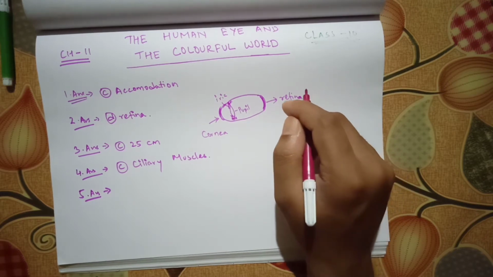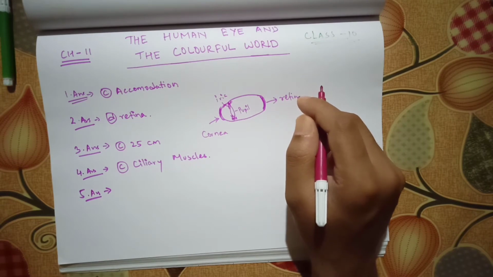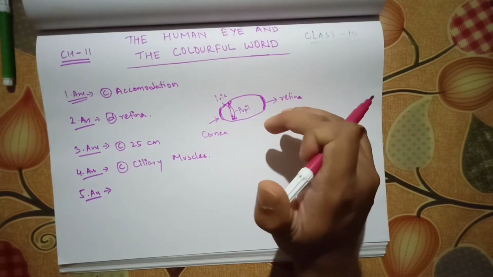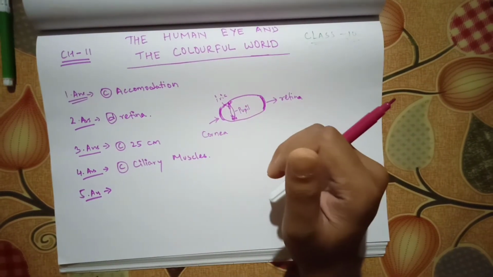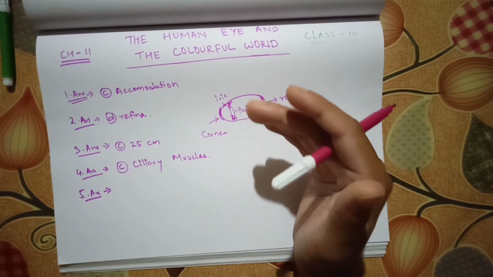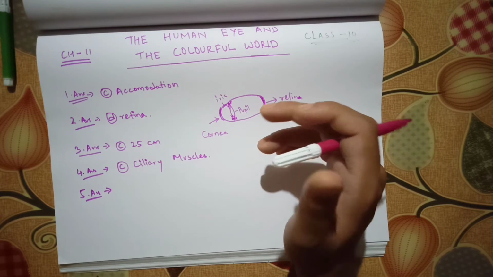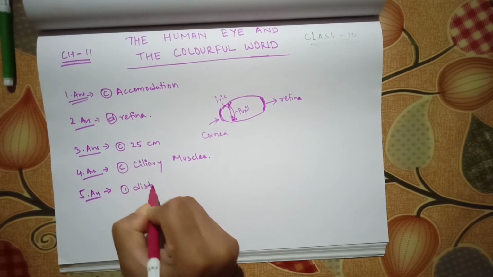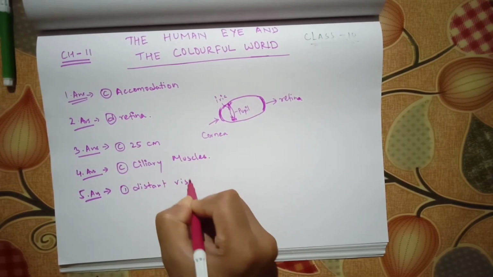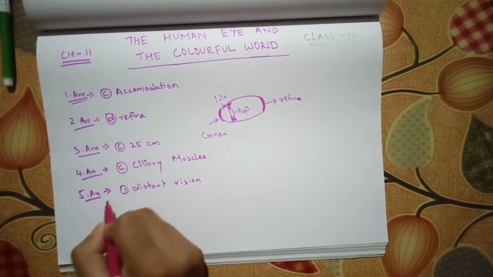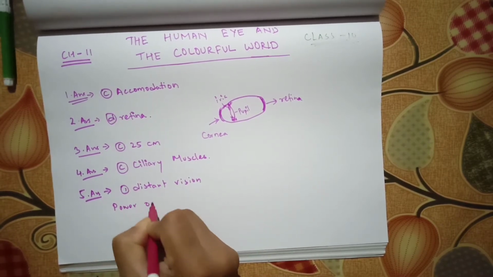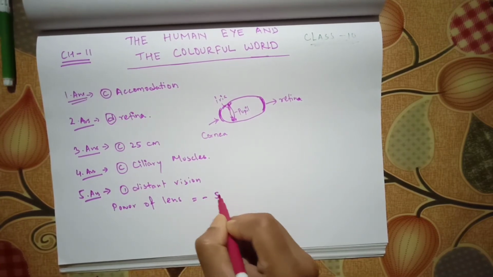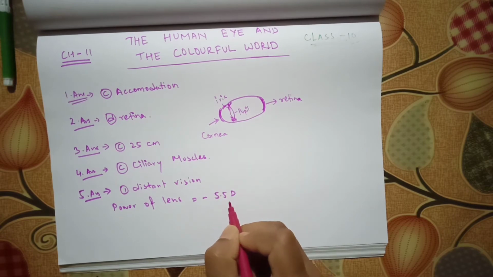Now, what is the focal length of the lens required for correcting distant vision and near vision? We have been given both the powers, and we have to find out the focal length the person requires in distant vision and near vision. Starting with number 1, which is distant vision, in which the power of the lens is given as minus 5.5 D, which means diopter.